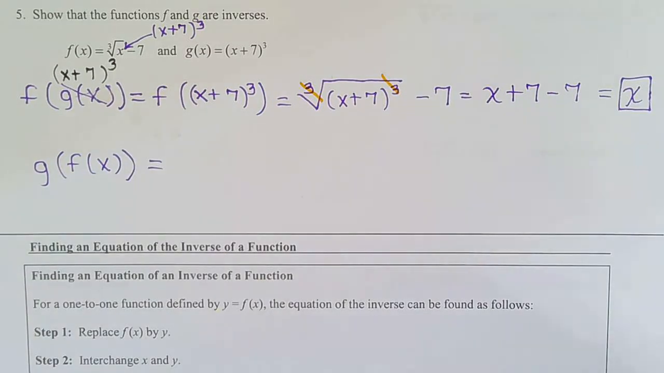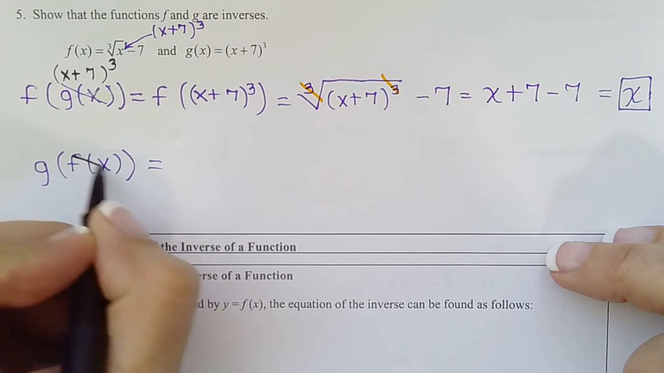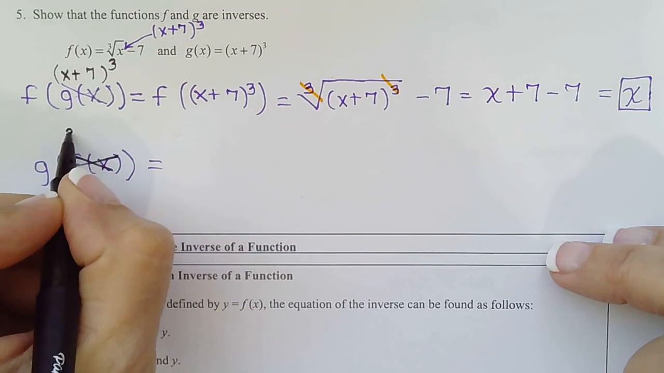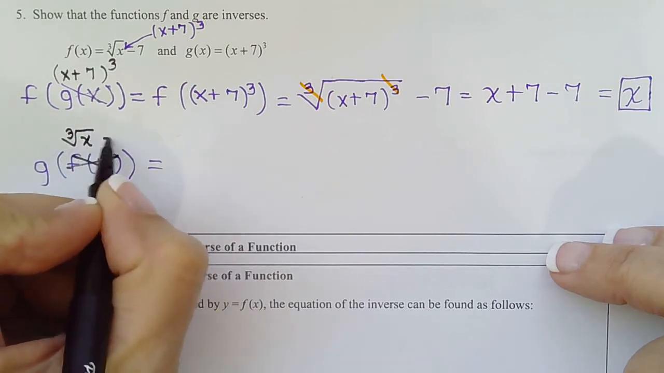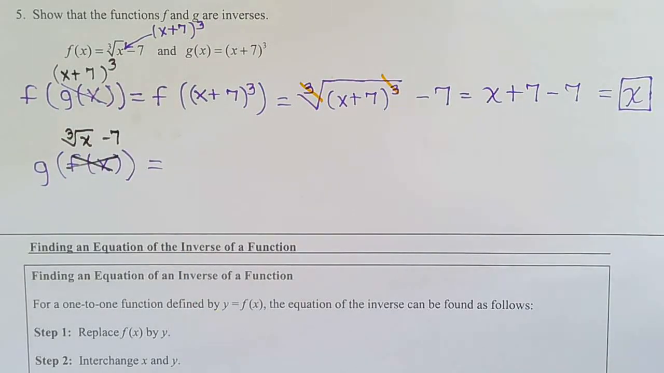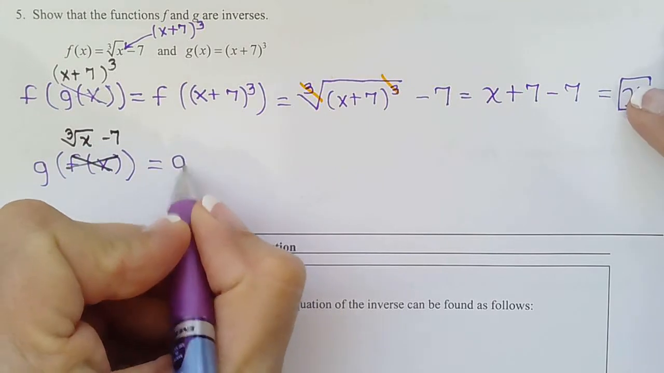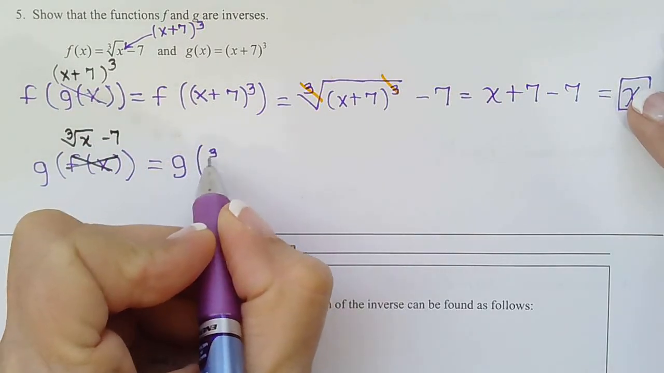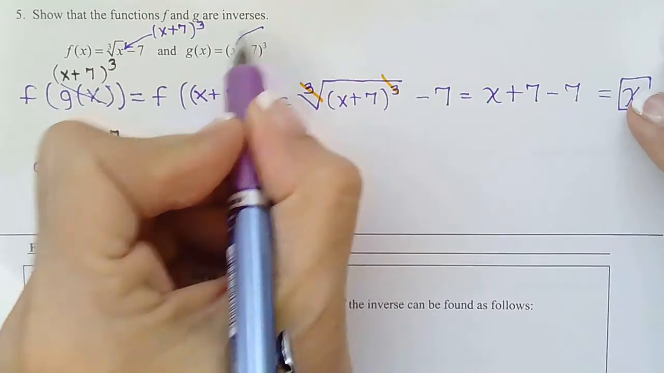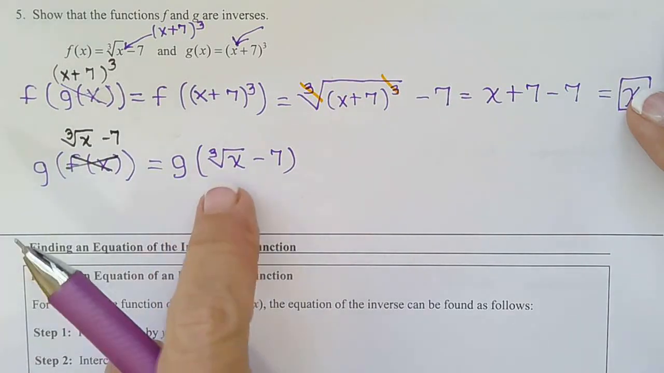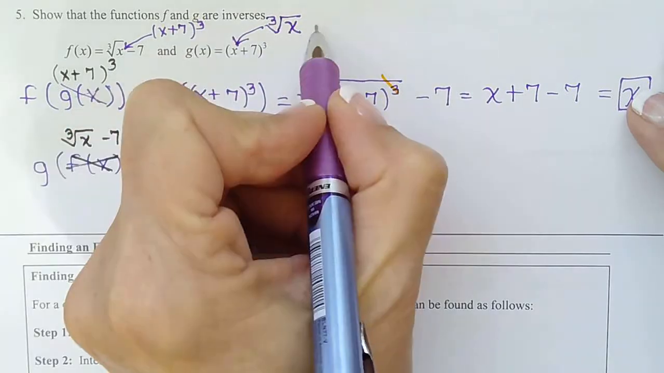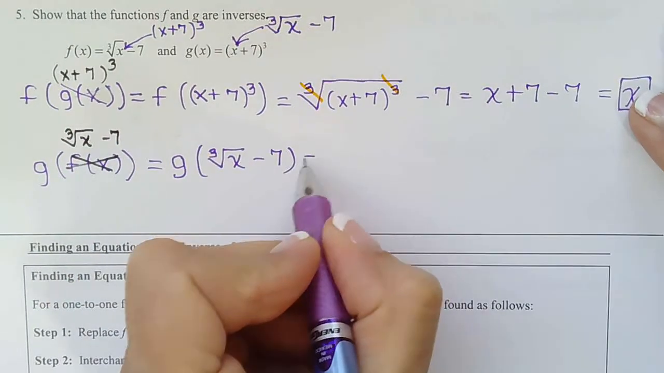So we're going to take f of x out and replace it with what it's equal to. It's equal to the cube root of x minus 7. And make sure that minus 7 is not underneath the radical, just like it's not here. So what we're ultimately finding is go into g. Wherever you see an x, replace it with cube root of x minus 7. So I go into g. I'm going to take the x out, and in its place I'm going to put cube root of x minus 7. So what's that going to look like?